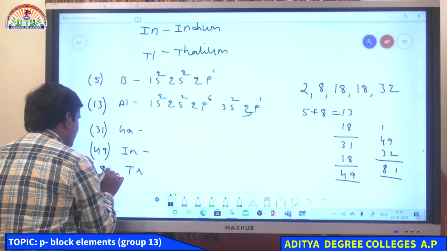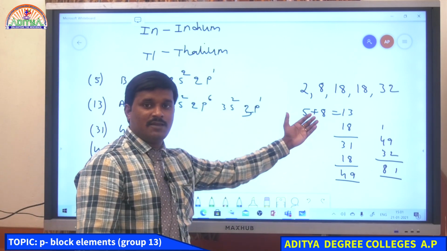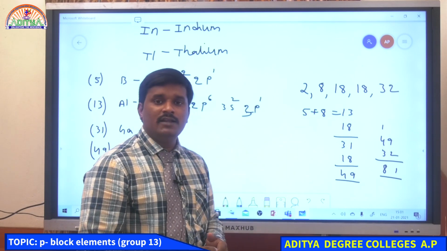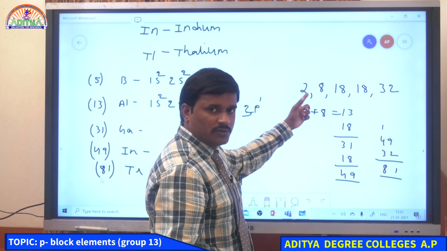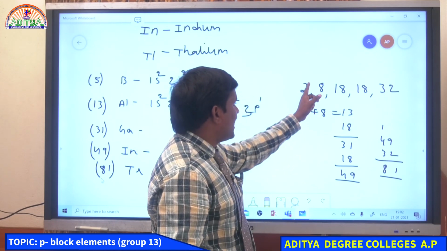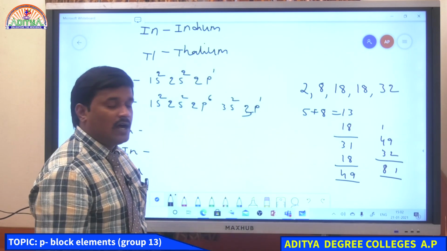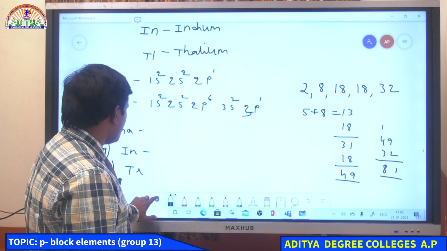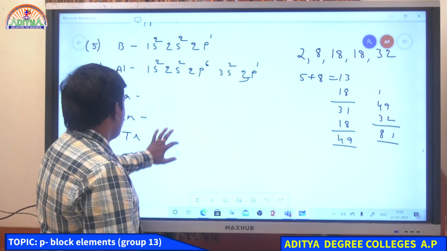So this is 81. All these atomic numbers are determined by using magic numbers. These are 2, 8, 18, 18 and 32. So for boron it is 5, that is more than 2, that is why 5 is added with 8 only, then you get 13, the atomic number for aluminum, and similarly for gallium, indium and thallium. Now, electronic configurations.